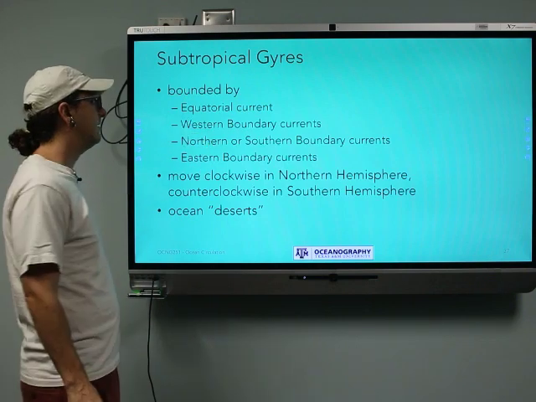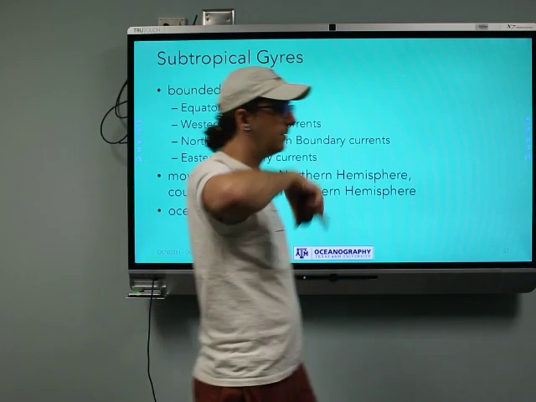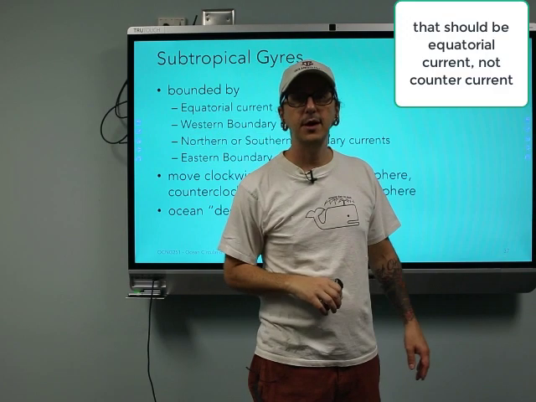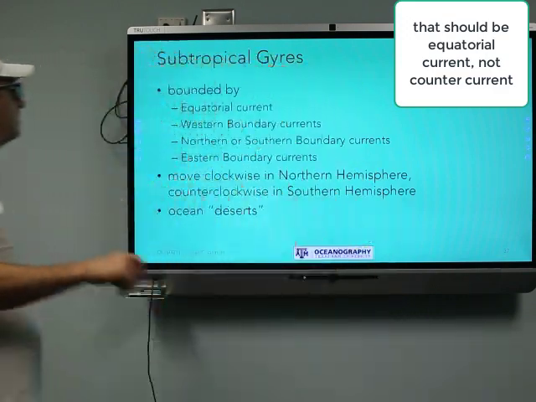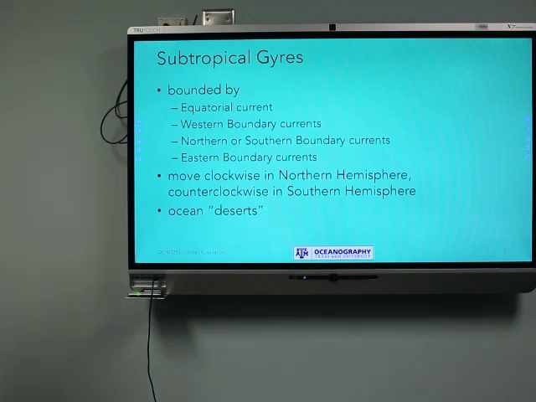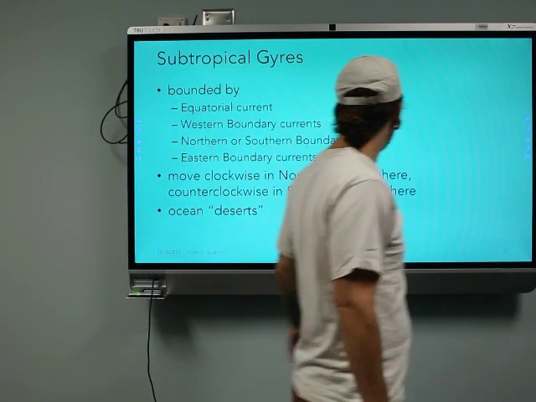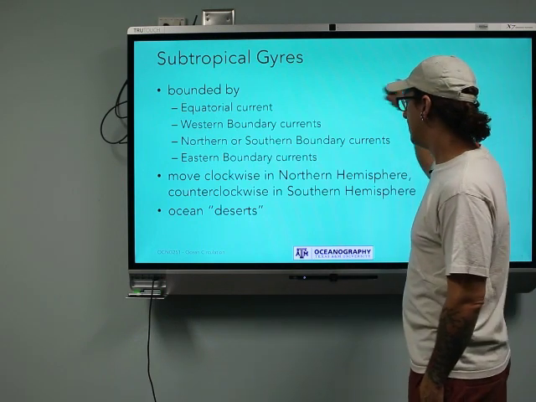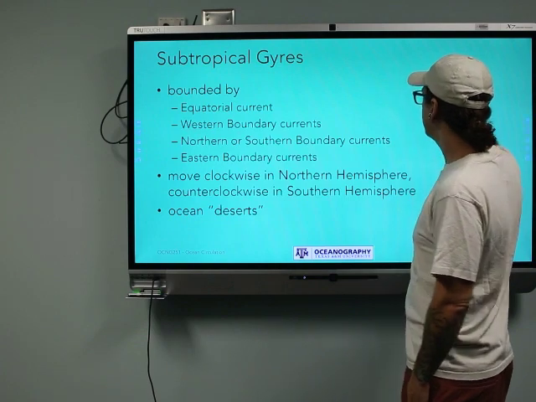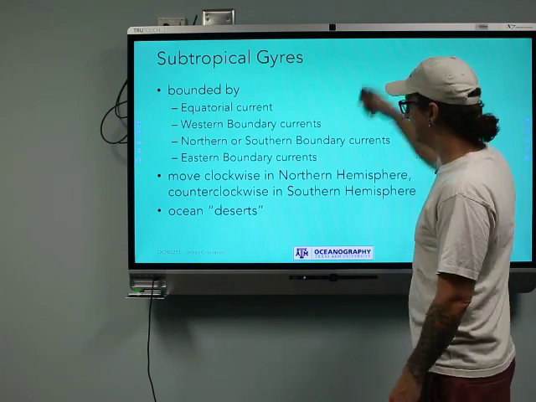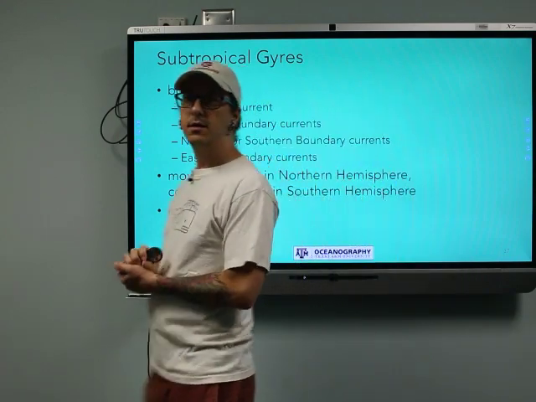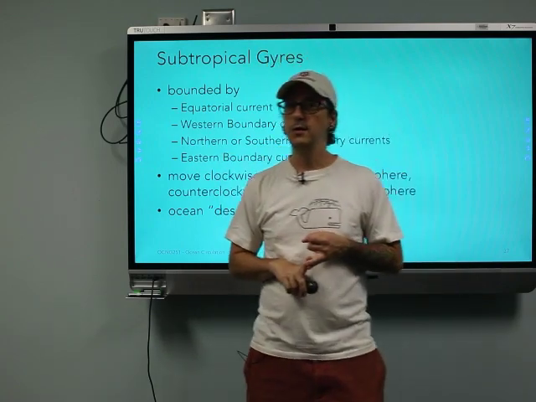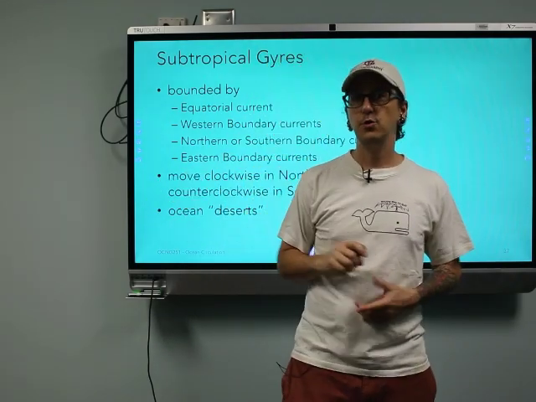Remember, equatorial current is the other one. If it's a northern subtropical gyre, then the equatorial countercurrent is going to be on the south end of that gyre, and the reverse is true for the southern ones. So subtropical gyres in the northern hemisphere move clockwise, and in the southern hemisphere, they move counterclockwise. So in the northern hemisphere, they're going like this, and then in the southern hemisphere, they're going like that. Right? And this is because Coriolis pushes wind and subsequently water in different directions in the northern versus the southern hemisphere.